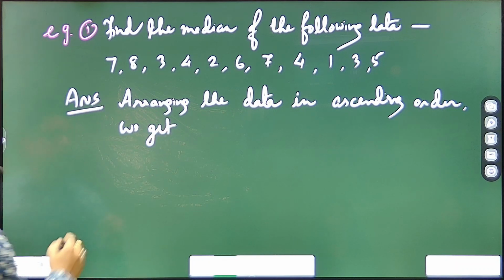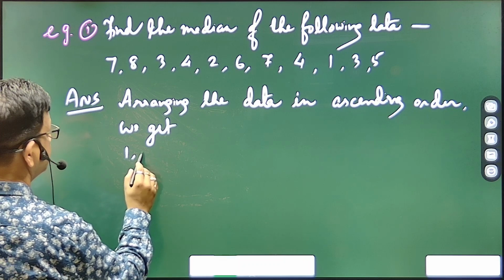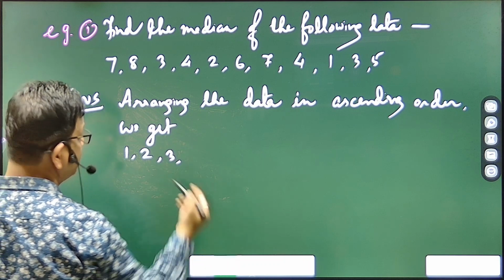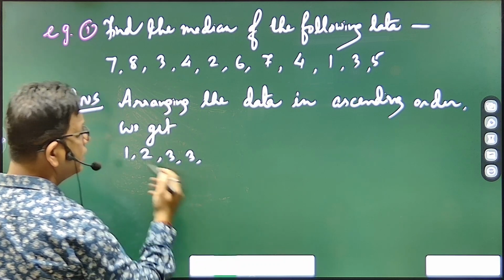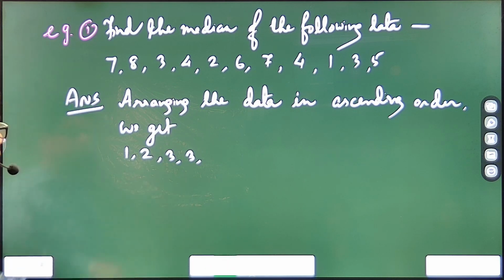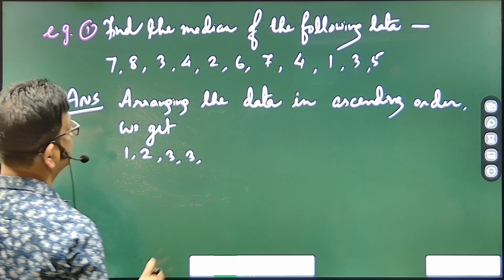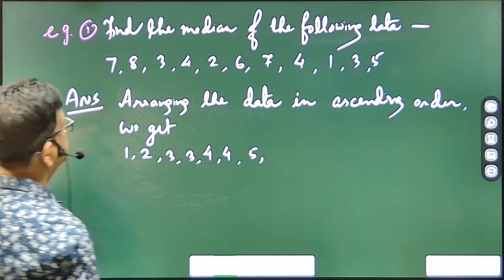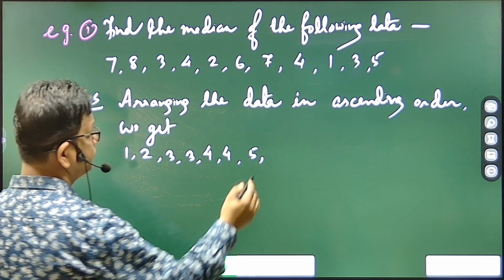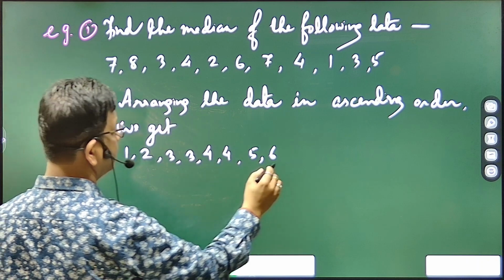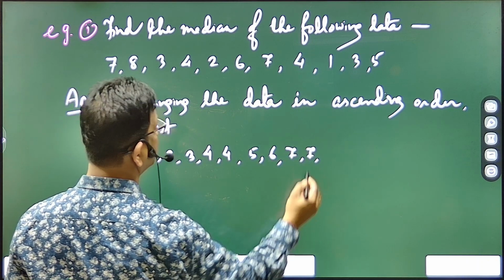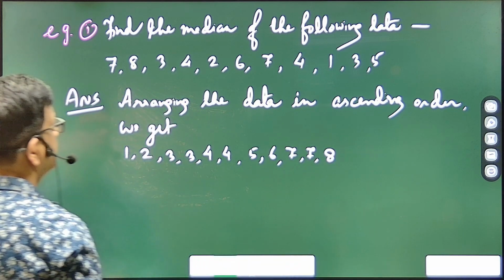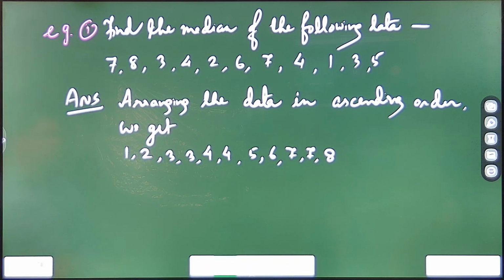1. So 1, then 2, then 3 two times. It's not that because 3 comes two times you write it only once. You will write all the numbers as many times as they occur. So 1, 2, 3, 3. I think 4 also twice. Yes or no? 5 one time, 6 one time, 7 two times, and then 8. Is it the last? Yes, it is the last. So we have arranged the data in ascending order.